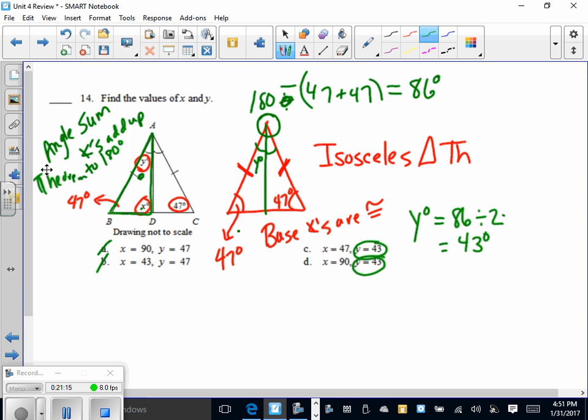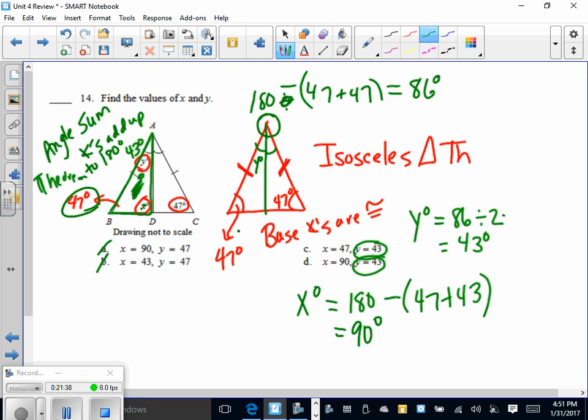Okay, so now that I know that, I can go back over to this triangle right here. I now know that this is 43 degrees. This one's 47 degrees. We got to find x, so x is equal to 180 minus 47 plus 43, which gives us 90 degrees, making it a right angle. So the correct answer is B instead of C. So the correct answer is B.